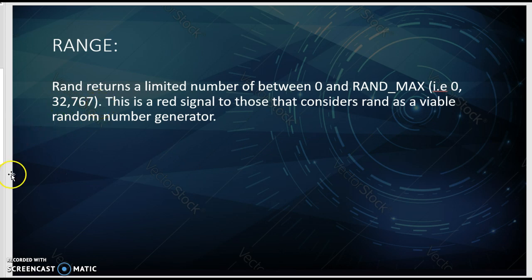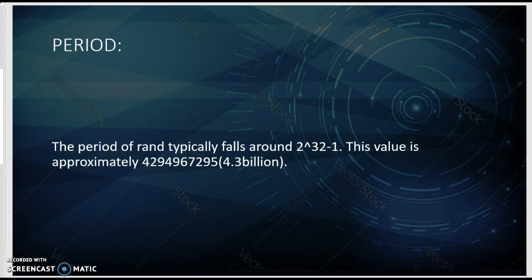Okay, that takes us to the period of the rand function. The period of the rand function is actually 2 raised to the power 32 minus 1. This value is about 4.3 billion. One might ask, what is a period? Period is just the maximum number after which the rand function starts to repeat itself.